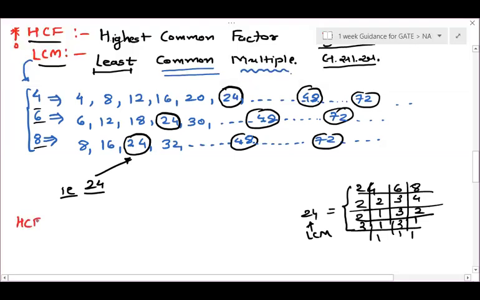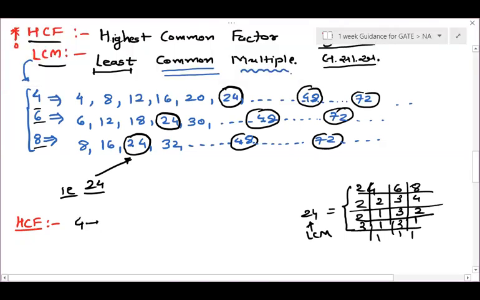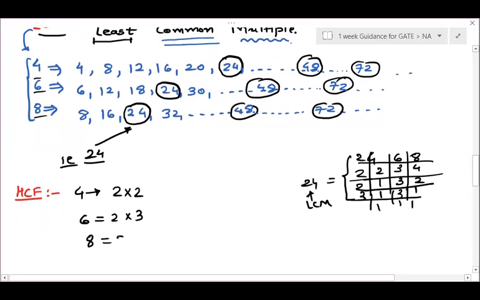So if I talk about HCF, for HCF you have to first find their common factors, right? What are the factors of 4? 4 is equal to 2 into 2, or not? 6 is equal to 2 into 3, or not? And 8 is equal to 2 into 2 into 2, or not? Now, what is their common factor? The common factor is 2 amongst all of them. The highest common factor is again 2 over here. So HCF will be 2.